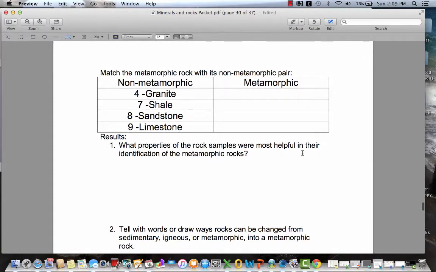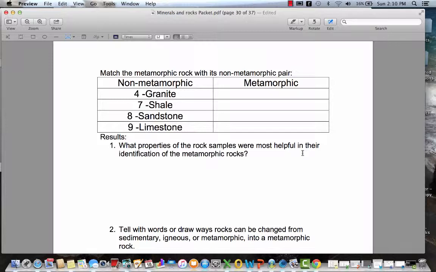The next thing that you're going to do is match the metamorphic rock with its non-metamorphic pair. When we're dealing with metamorphic rocks, we typically call it like the parent rock and the daughter rock. If we were to line up a couple of different people in here with their parents, do you think that you would be able to tell who their parents were? Probably, right? What's the first thing you're going to do to figure out who's whose parent? Probably what they look like.